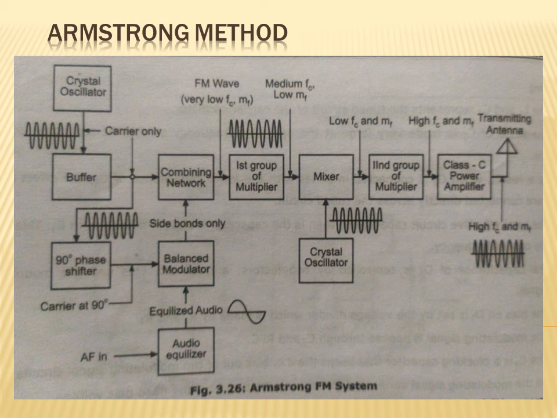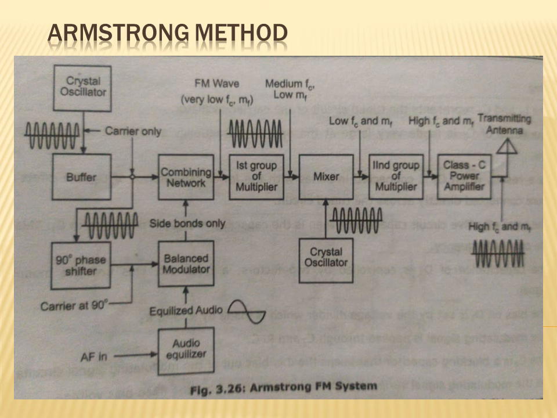Then it is given to the mixer. The mixer has input from the crystal oscillator. The crystal oscillator generates a high frequency carrier signal, and it is given to the mixer. So the mixer improves the FC. So at the output we get medium MF and high FC.